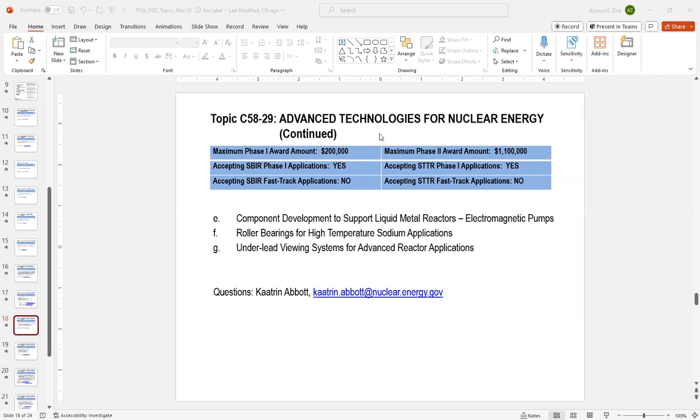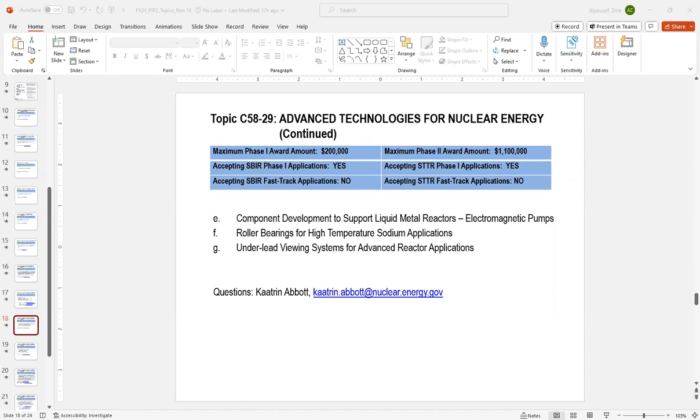Of interest are radial bearings, thrust, and combined radial and thrust bearings. Potential other areas for this would also include coatings for bearings. Again, in this case, you're talking about them being submerged in very high temperature sodium environments. So we would really be looking for components that could operate under very harsh conditions.